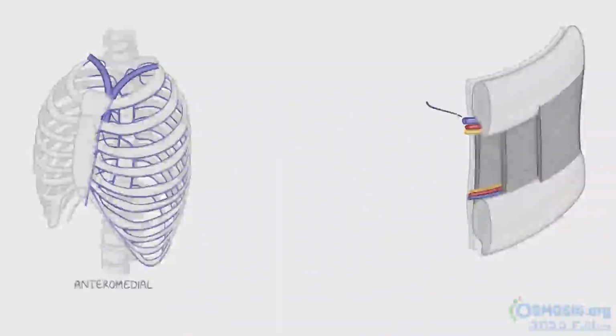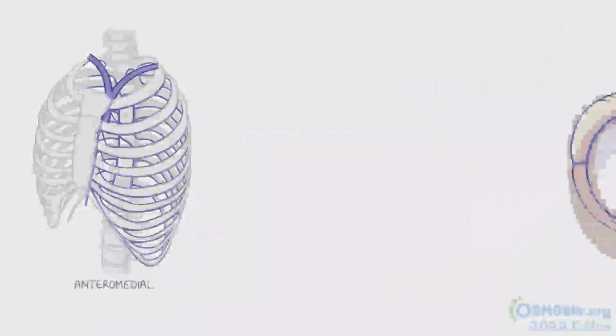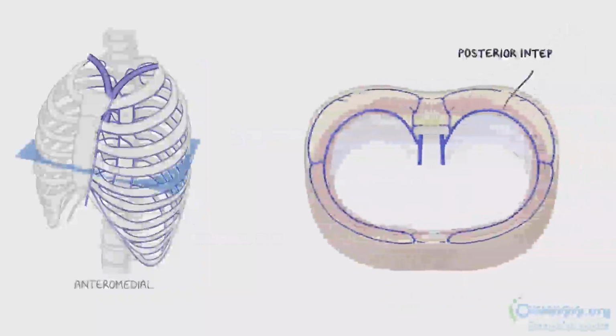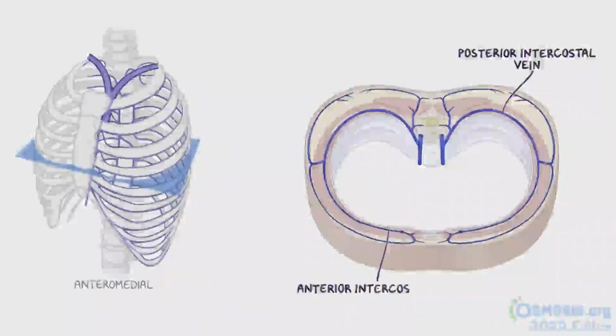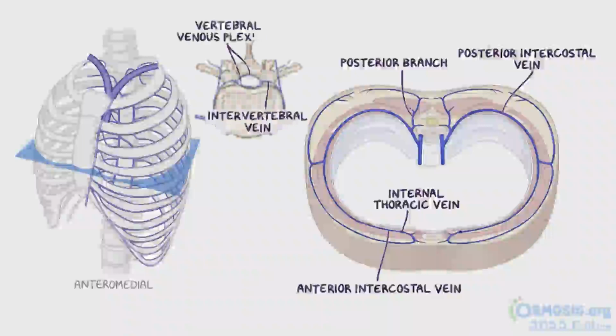Last but not least, let's have a quick look at the veins of the thoracic wall. The intercostal veins accompany the intercostal arteries and nerves and lie most superior in the costal grooves. There are 11 posterior intercostal veins and 1 subcostal vein on each side. The posterior intercostal veins anastomose with the anterior intercostal veins, which are tributaries of the internal thoracic veins. As they get close to the vertebral column, the posterior intercostal veins receive a posterior branch, which accompanies the posterior ramus of the spinal nerve of that level, and an intervertebral vein that drains the vertebral venous plexuses of the vertebral column.